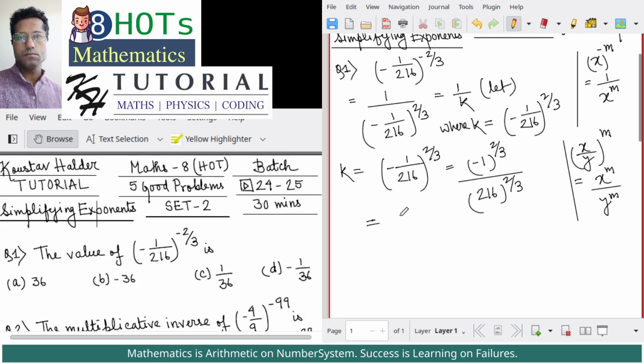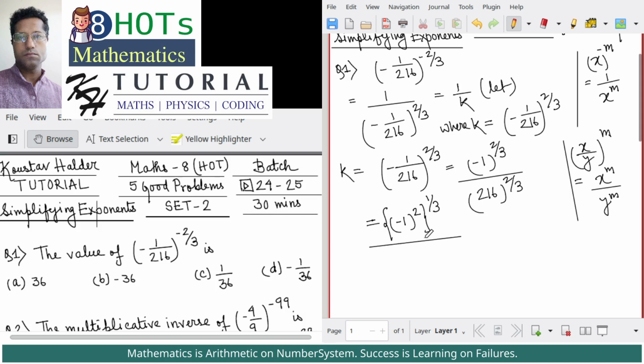So (-1) raised to the power 2/3. Now the power 2/3, I can write it as ((-1)^2) and then this whole raised to the power 1/3. So the power 2/3, I am breaking it down into two successive powers. The first power is 2 and the second power is 1/3. It is the same. And in the denominator we have 216 raised to the power 2/3.